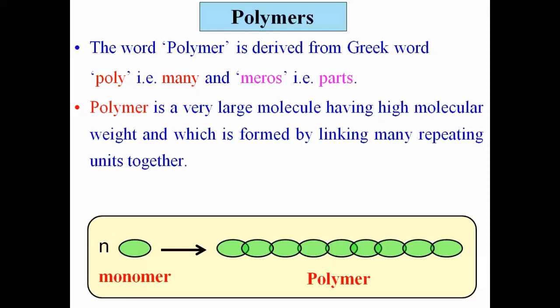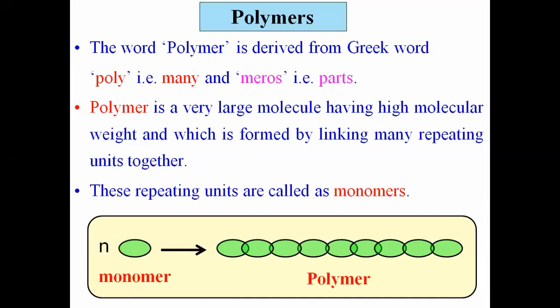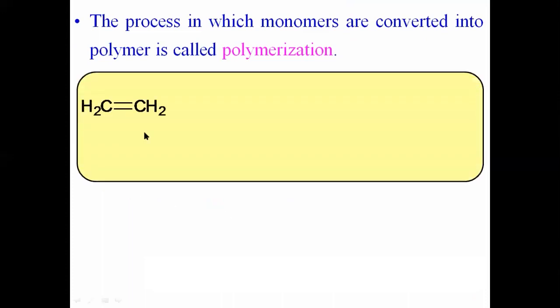Now, the process where monomer is converted into polymer is called polymerization. The process in which monomers are converted into polymer is called polymerization. Let us see a very simple example. This is an ethene molecule, or we can say ethylene.